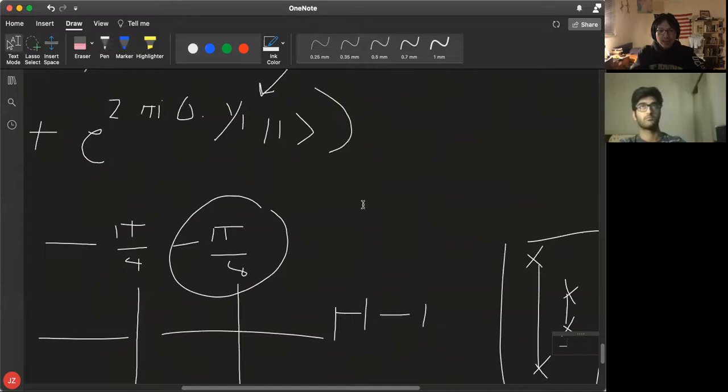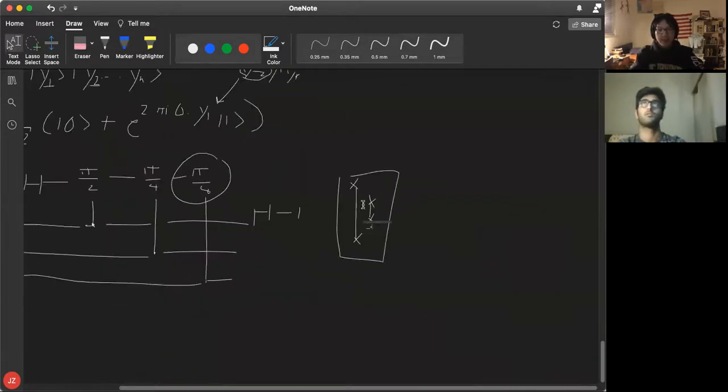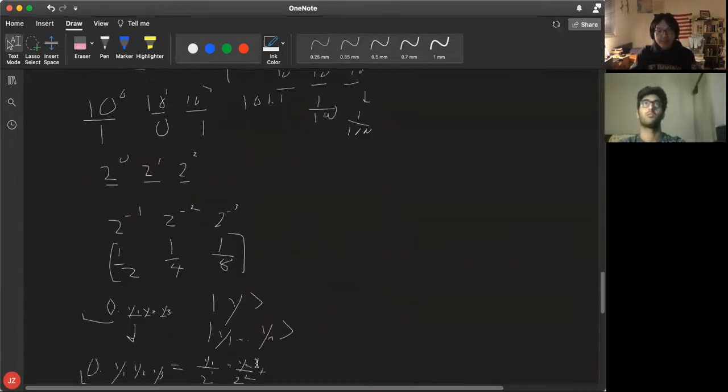Let's see if I can zoom out here. No, okay, hold on, let me. Okay, cool. I can zoom out and see the whole thing going on here.